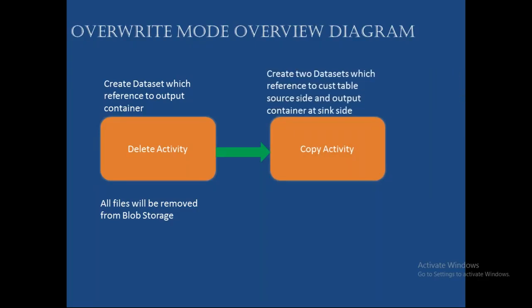What will this copy activity do? In copy activity, you will create two data sets which reference the cust table at the source side and the output container at the sink side. You understood, sir? Our source is the cust table. Our sink is where we need to load this data, the output container. But in the output container, do we have anything? No. We successfully deleted all the files with the delete activity. Now I am going to load all the data into my output container. What is my result? Copy table data into output container. So what this copy activity will do is copy table data into the output container. This is what is going to happen now.